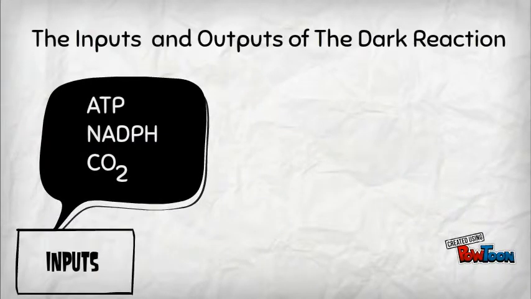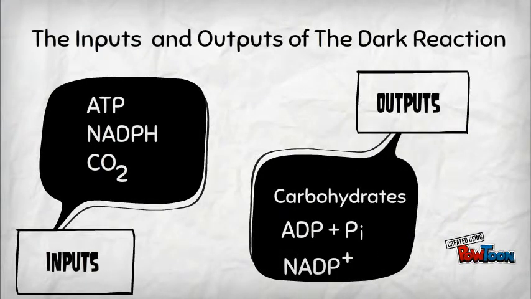In the dark reaction, the inputs are ATP, NADPH and carbon dioxide. The outputs are carbohydrates, ADP with inorganic phosphates, and NADP+. The ADP, inorganic phosphate and NADP+ are reused in light-dependent reactions in the thylakoids, and the produced carbohydrates, probably glucose, which are transported from the chloroplast, are used or stored as starch.